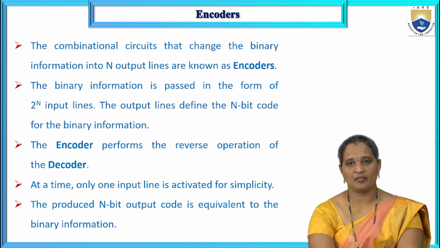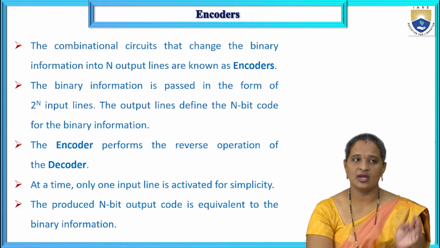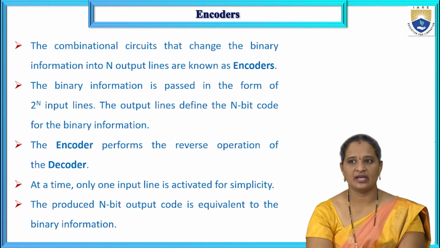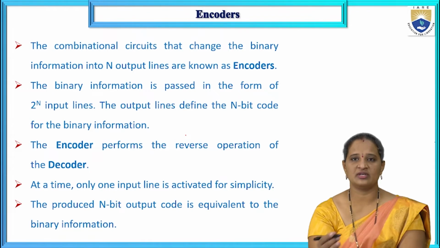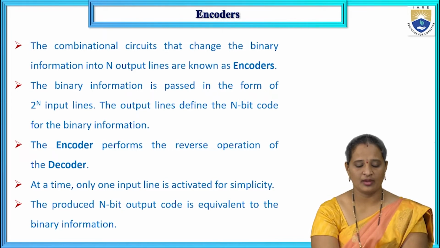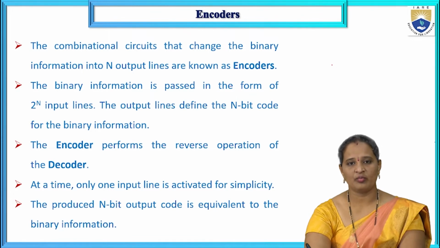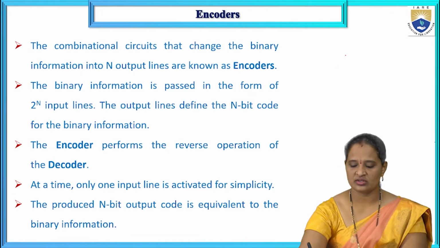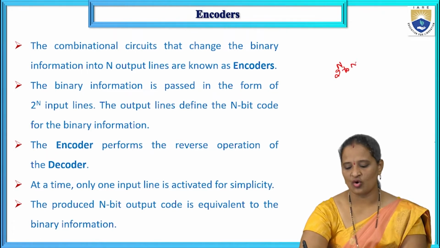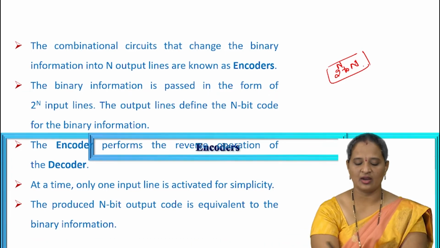Now, coming to the next topic, that is the encoder. It is also a combinational circuit which performs the reverse operation of the decoder. What operation does the decoder perform? It converts given binary data into decimal data, whereas the encoder performs the reverse operation, that is, it converts given decimal data into binary data. What are the numbers of input and output lines in a decoder? n inputs and 2 pow n outputs. In the encoder, the input and output lines are different: 2 pow n input lines and n output lines. This is the generalized size of an encoder.